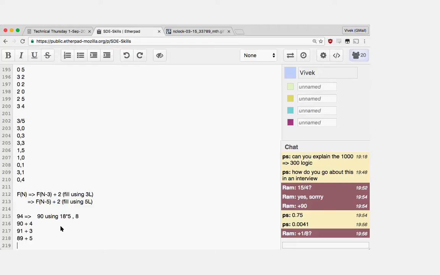This is something like a dynamic programming problem, right? Because you're trying to get f of n minus 3 and so on. Not really the coin change problem, but close enough. It's in the same genre. So think of how this would work. This is how it relates to dynamic programming, but anyway.